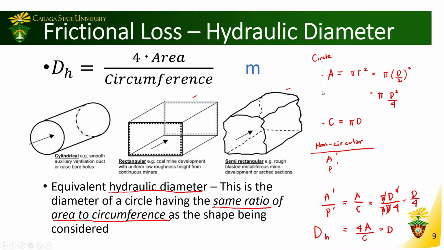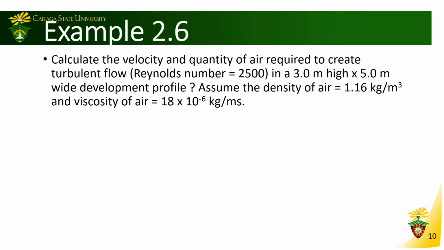Proceed. Okay, so we have an example that requires us to calculate the velocity and the quantity of air required to create turbulent flow, Reynolds number equals 2,500, in a 3 meter high by 5 meter wide development profile. Assume the density of air equals 1.16 kilograms per cubic meter and the viscosity of the air equals 18 times 10 to the negative 6 kilogram per meter second.